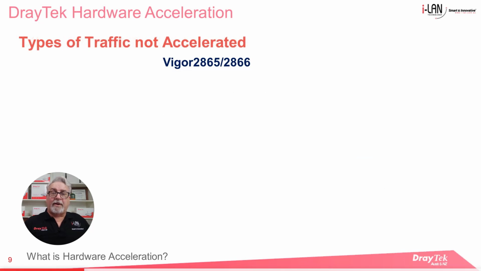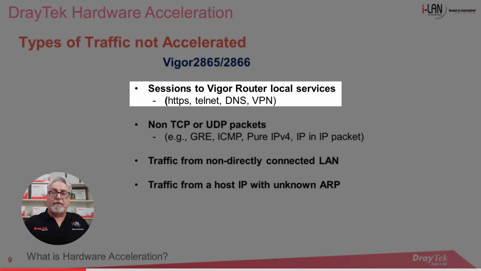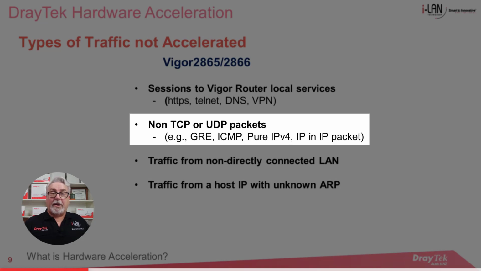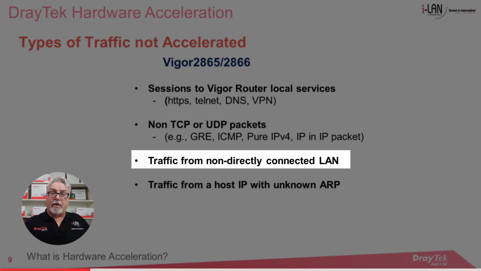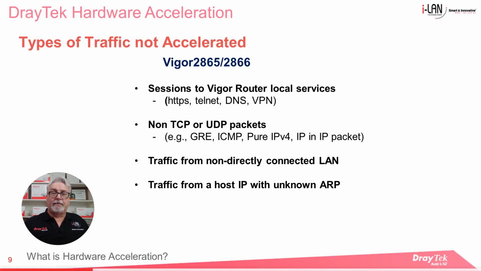Some types of traffic that cannot be accelerated are listed here. That includes sessions to local services such as HTTPS, Telnet, DNS, and VPN. Non-TCP or UDP packets like GRE and ICMP packets. Traffic from a non-directly connected LAN, and traffic from a host IP with an unknown ARP address.